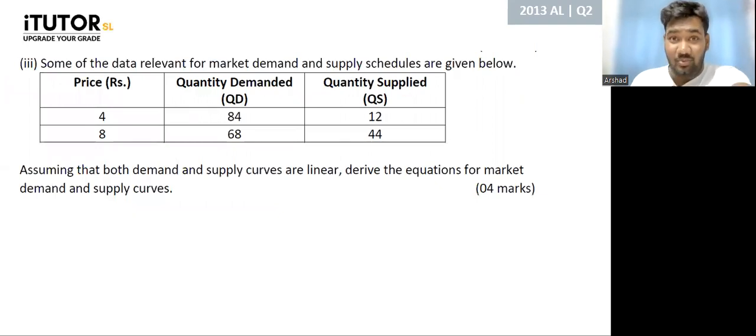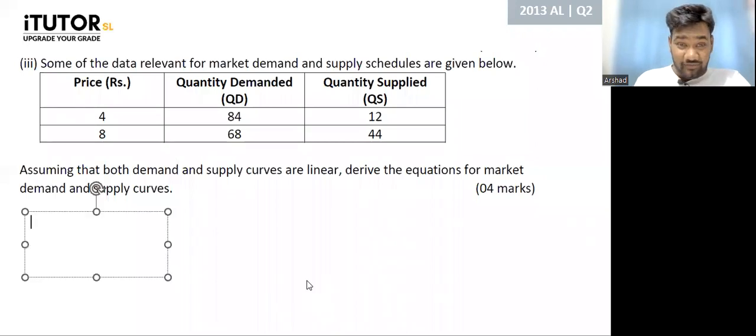Slide number 126. Question number 2013, question number 2, subsection 3. Some of the data relevant to market demand and supply schedules are given below. Assuming both demand and supply curves are linear, derive the equation for market demand and supply. Easy one, a very basic one, but not being tested in many past papers.